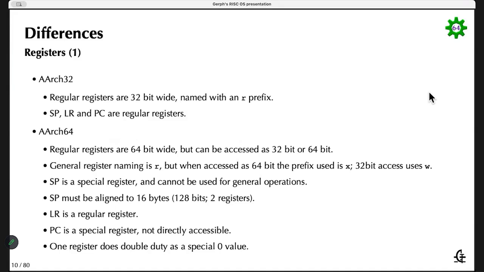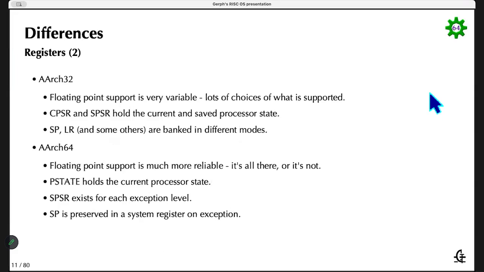So that's the main set of registers, but there are more details that are actually quite interesting. So in 32-bit, the floating point support was quite variable. The actual support is optional, and it's available in different forms on different chips. That gives you a little bit more confusion about what's actually available. The current processor state register, CPSR, and saved processor state register hold the current and saved processor states. And you've also got some others that are banked in different modes.